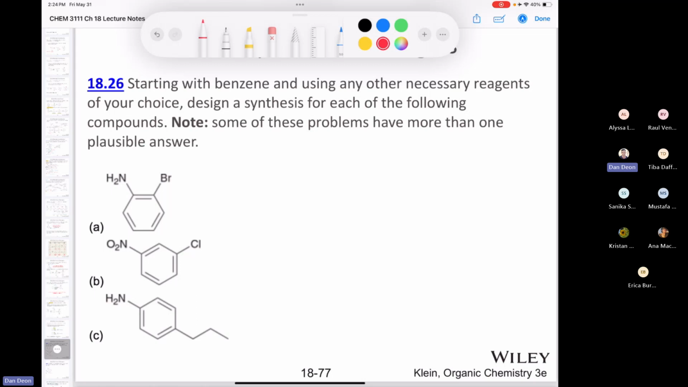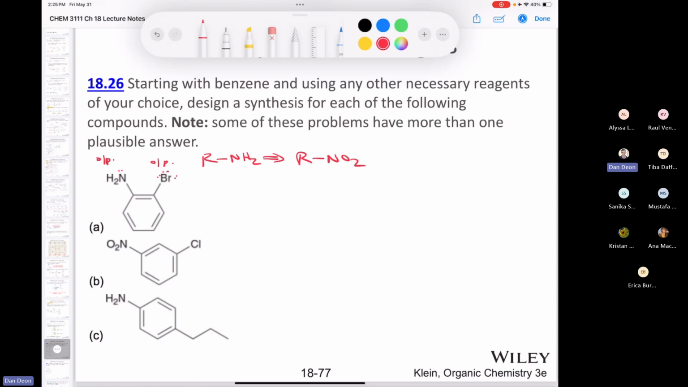So you'd call this ortho-bromoaniline, this compound here. We have the amino group, which has a lone pair on the nitrogen, so it's an ortho para director. And then we have the bromine, which is moderately deactivating, but it's also an ortho para director. However, you know that the amino group came from, this is a retrosynthesis here, you know it came from a nitro, because we're going to have to put a nitro in, and then we're going to have to reduce it.